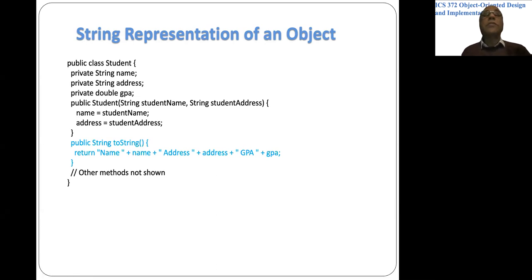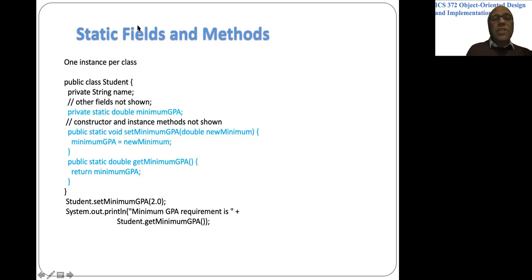And okay, then there are static fields and methods. Static fields are fields for which there is only one copy.